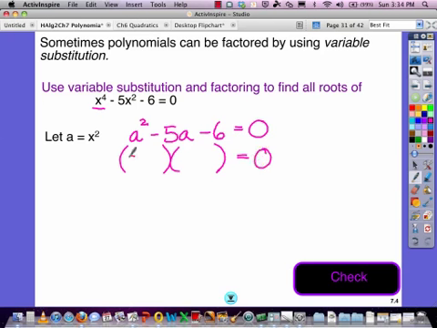And we would get an a term in our first slot. We would get negative 3 and negative 2 in the other two slots. And again, double check it. First times first, a squared. Outsides will give us negative 2. Insides gives us negative 3 for a total of negative 5. And last times last, ooh, we have a slight problem. It gives us a positive 6, and we need a negative 6.